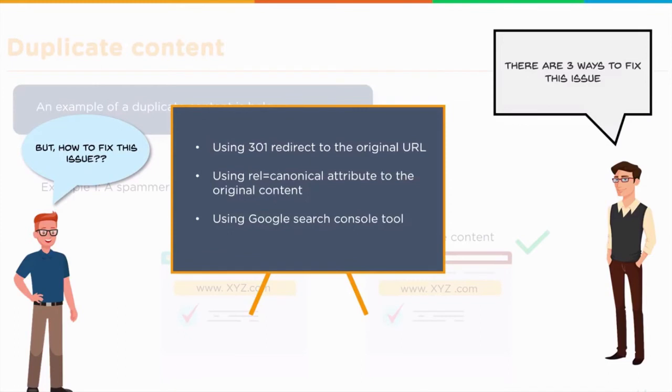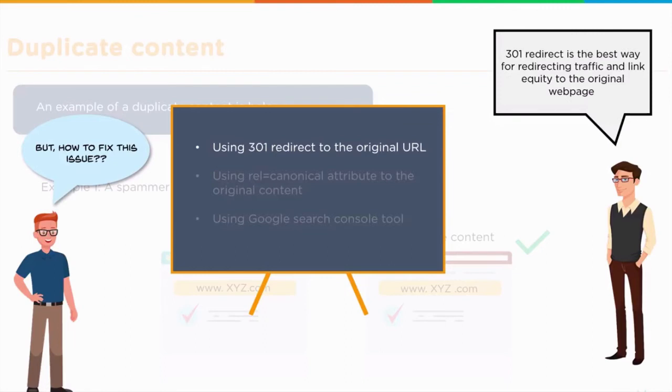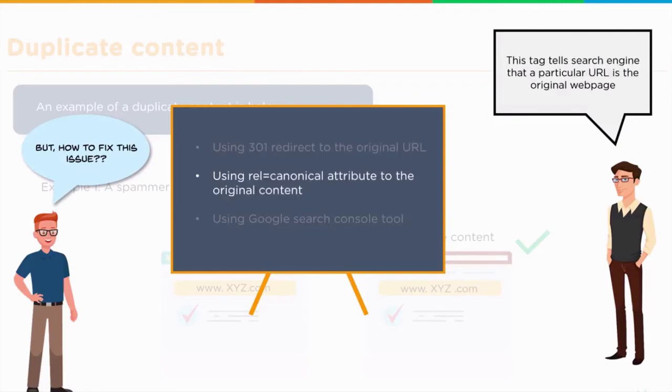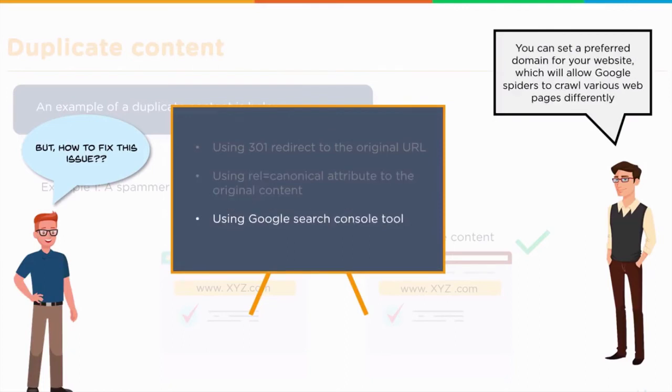So those are the ways to fix duplicate content issues. 301s are the easiest. Canonicals tend to be temporary because they're just at the page level. And then Search Console is a good method because it communicates with Google directly. And it allows Google to crawl various web pages differently than if you didn't tell them. If you didn't tell them, they're just going to grab anything they can. So by communicating via the Google Search Console tool, you can tell Google, this is the domain I want to focus in on.